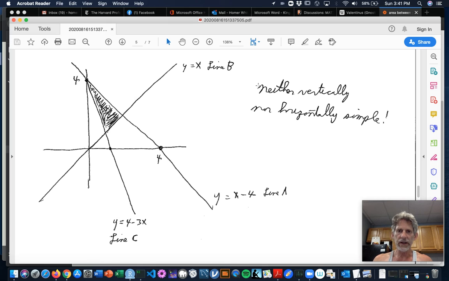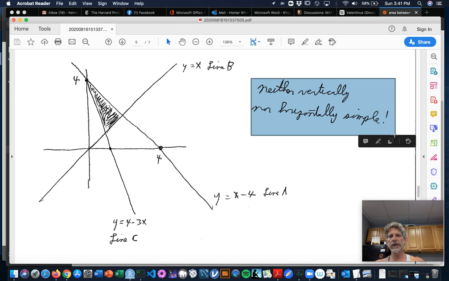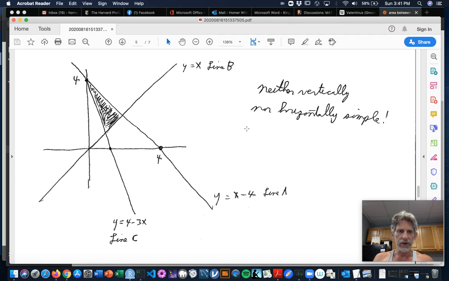The sad thing is that that region is neither vertically nor horizontally simple. Because if you try vertical strips, you'll see that the formula for top and bottom changes right around this point here.